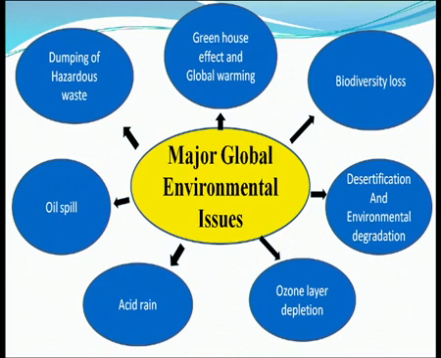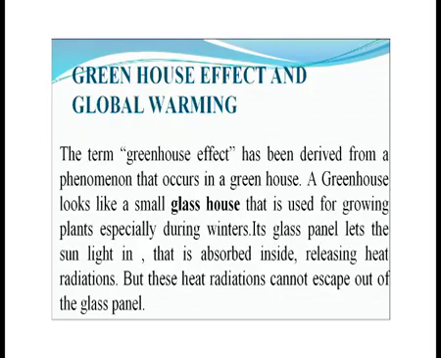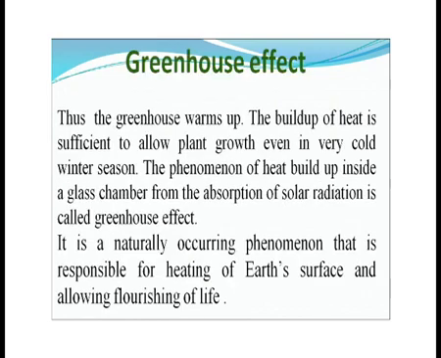First is greenhouse effect and global warming. The term greenhouse effect has been derived from a phenomenon that occurs in a greenhouse. A greenhouse looks like a small glass house that is used for growing plants, especially during winters. Its glass panel lets the sunlight in, which is absorbed inside, releasing heat radiations. But these heat radiations cannot escape out of the glass panel. Thus, the greenhouse warms up. The buildup of heat is sufficient to allow plant growth even in very cold winter season.